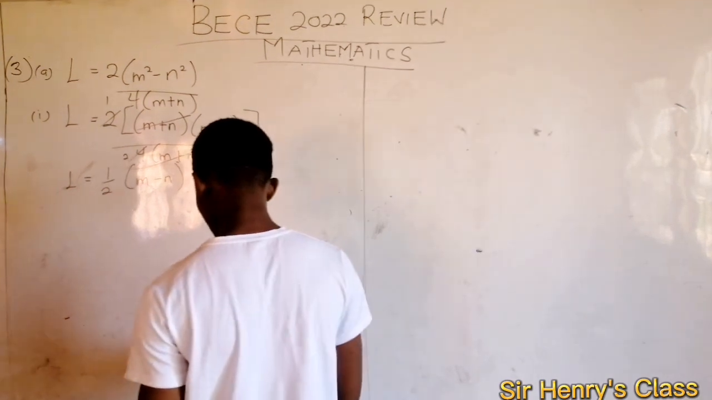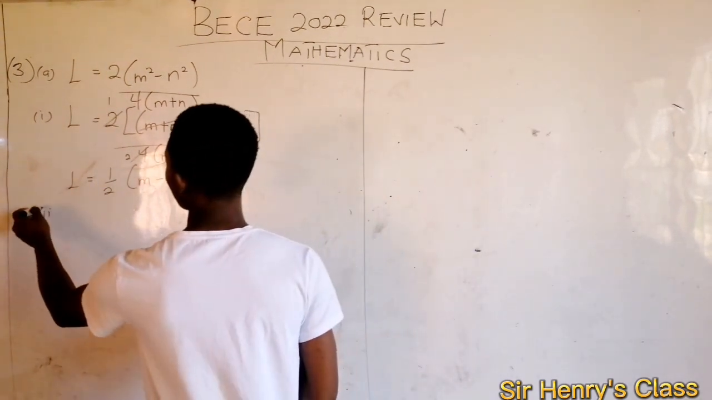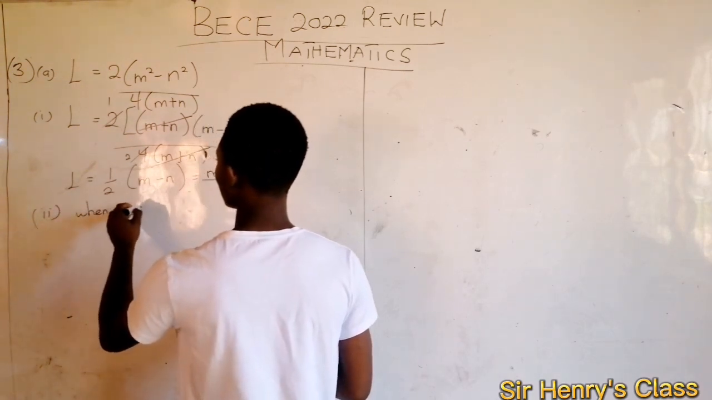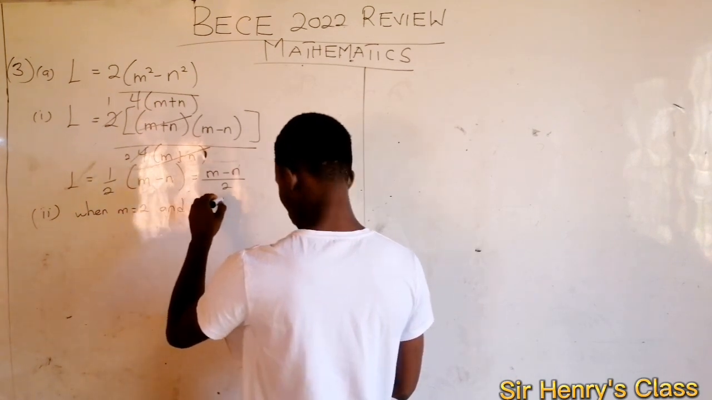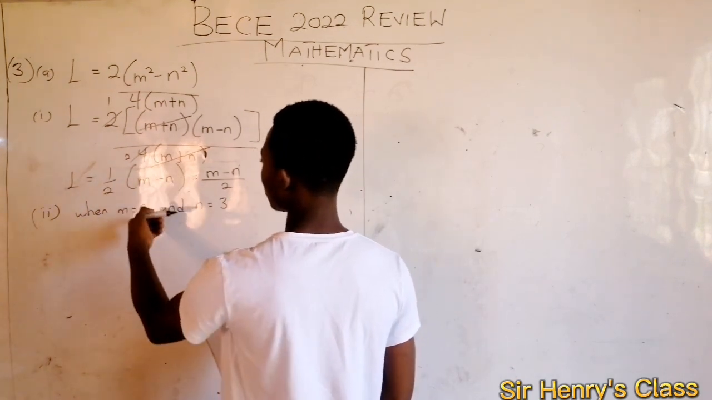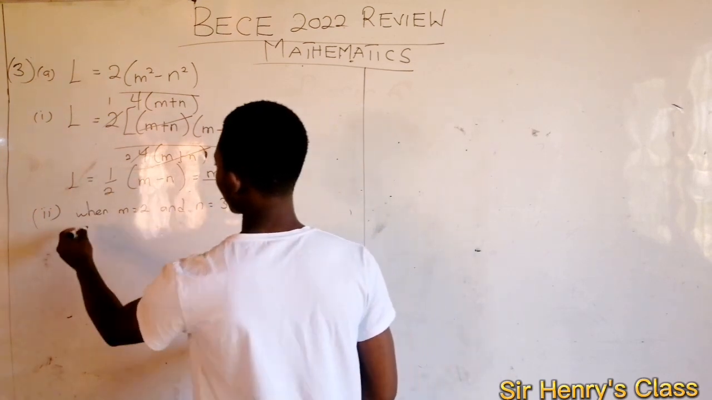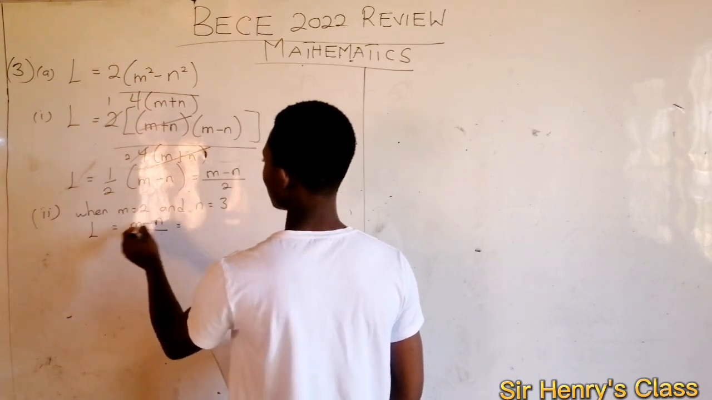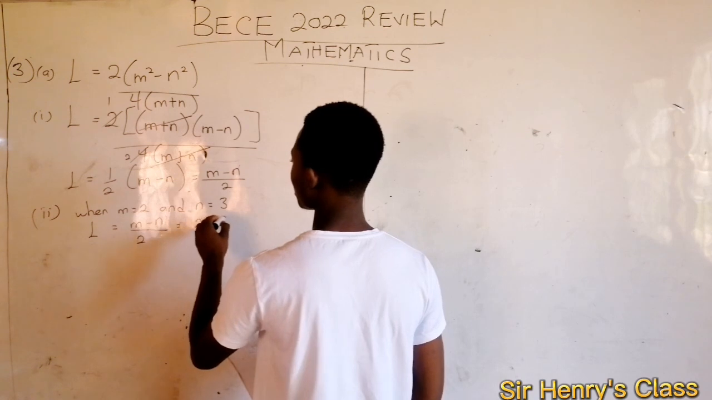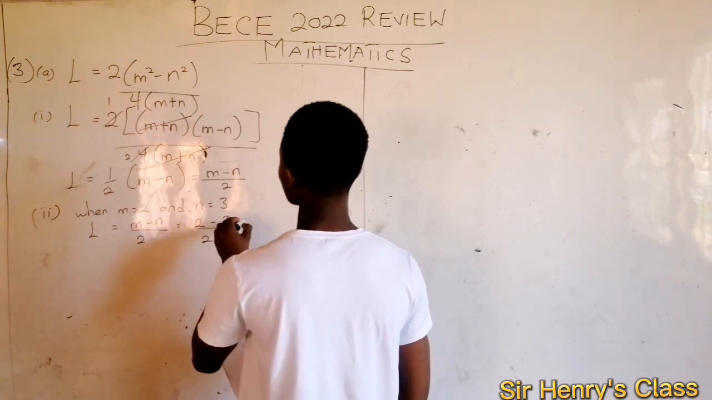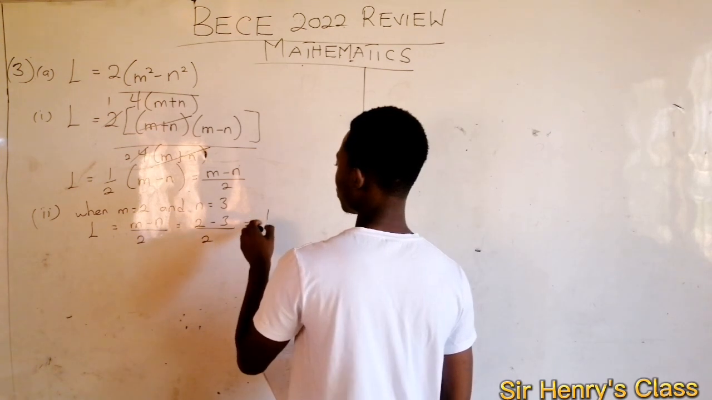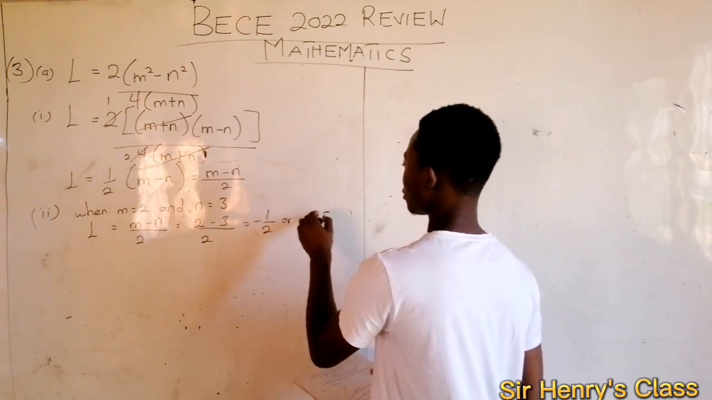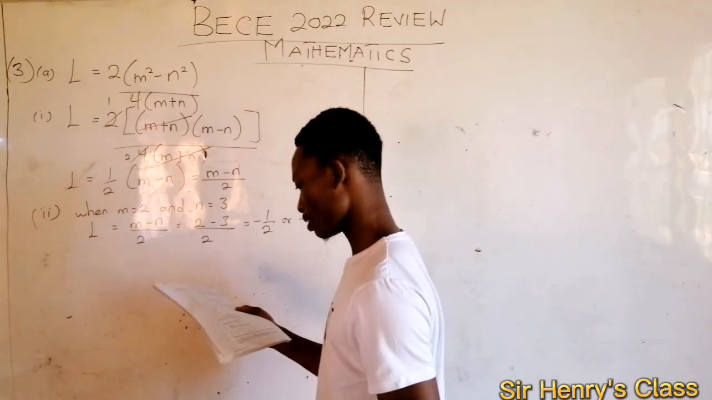Okay. Now let's go to part ii. We should find L when m is equal to 2 and n is equal to 3. So wherever we see m, the value is 2, and n is 3. So L is equal to m minus n all over 2. Now m is 2 minus n is 3, all over 2. 2 minus 3 is negative 1 over 2. So we have negative half or negative 0.5. Okay, now let's move straight to B.